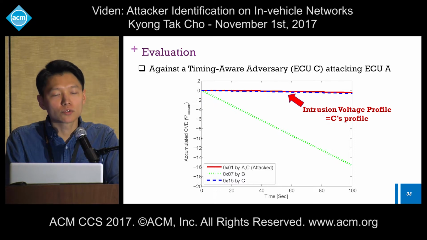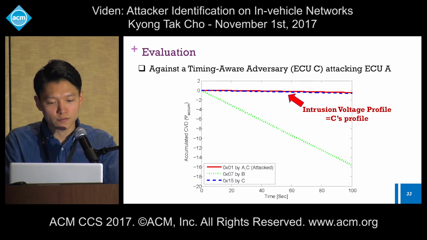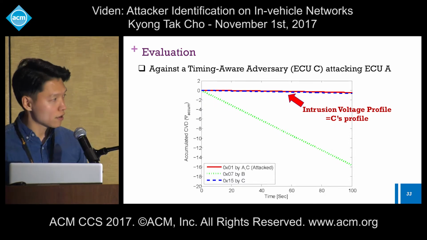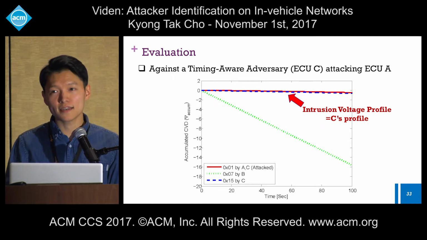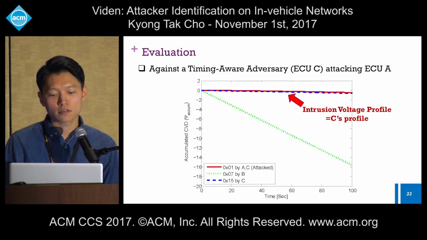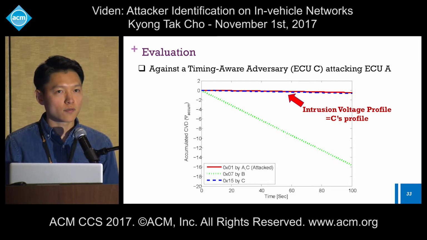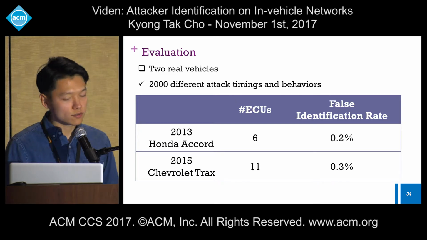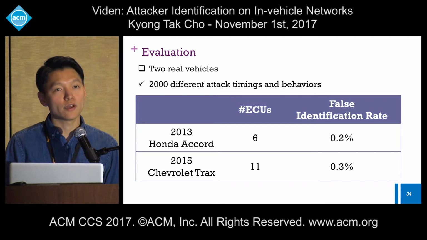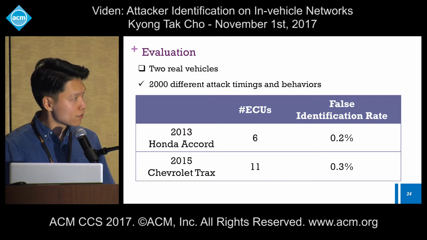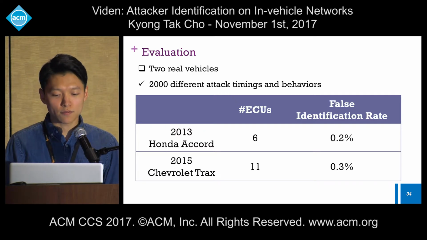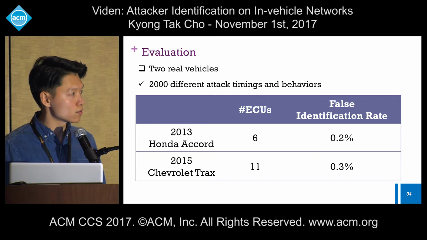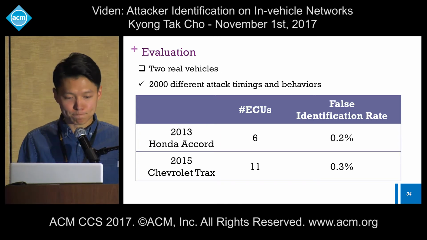And lastly, we also evaluated various types of attacks in terms of timings and how they would change the voltages or timings on 2 different cars. Mostly on one CAN network, there are said to be around 5 to 15 ECUs on one subnet. So for those subnets, we considered that number of ECUs and tried to figure out what the false identification rate would be. And for those 2,000 different attacks, we found the false identification rate was 0.2 to 0.3%.